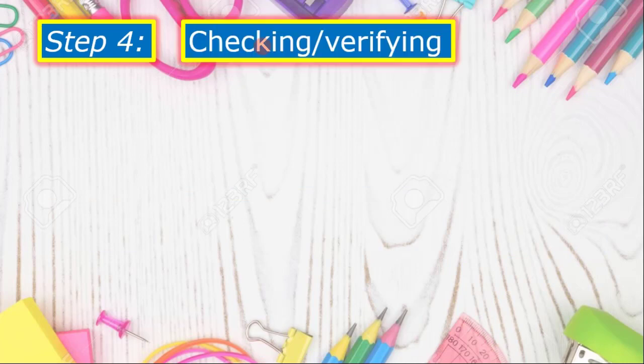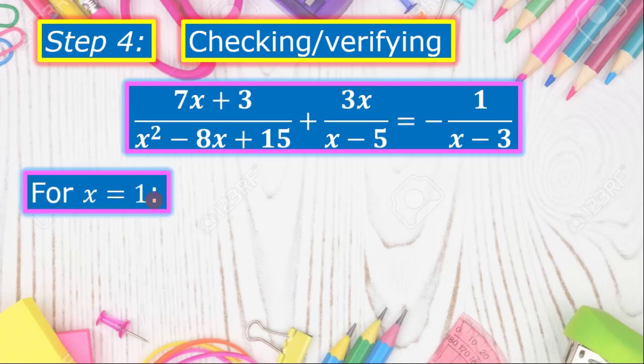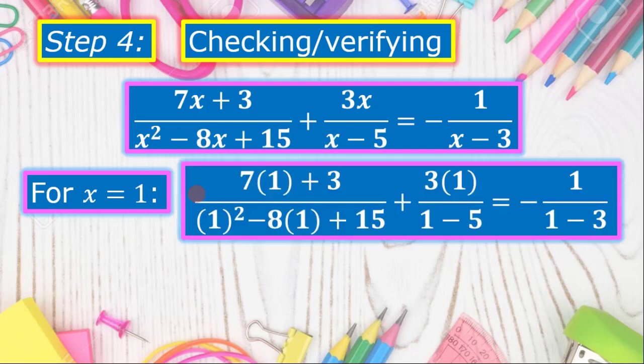For step 4, we have to check and verify. So we go back to the original rational equation given. For x equals 1, we just simply substitute the value of 1 for all the x's here in the original expression. So we have it here. In this case, we need to put the question mark here because we are not sure whether the left-hand side expression is really equal to the right side of the equation.